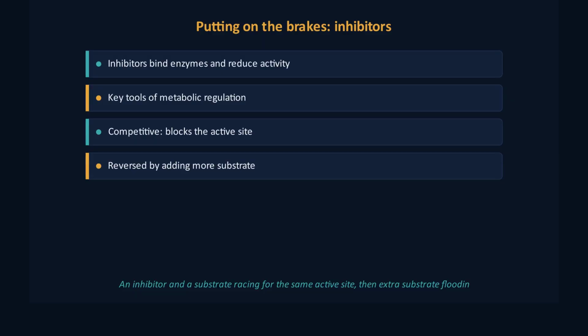A competitive inhibitor competes directly with the substrate for the active site. While the inhibitor is sitting in the active site, the substrate cannot bind, so the reaction slows. But this kind of inhibition has a weakness, and it is a useful one. Because the inhibitor and the substrate are fighting for the same spot, competitive inhibition is reversible. Simply increasing the substrate concentration lets the substrate outcompete the inhibitor and win back the active site. Flood the enzyme with substrate, and the brakes come off.